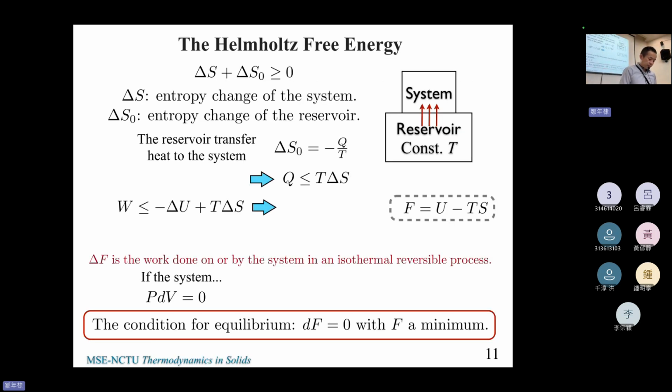Okay, the Helmholtz free energy, right, we all know the second law. The second law.